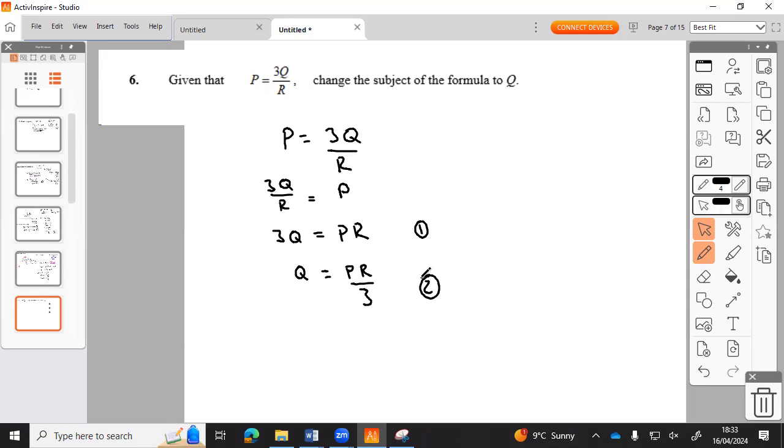Daniel, am I right in saying that it doesn't matter if you do PR or RP, it just means the same? Yeah, it means the same. Right, thanks.